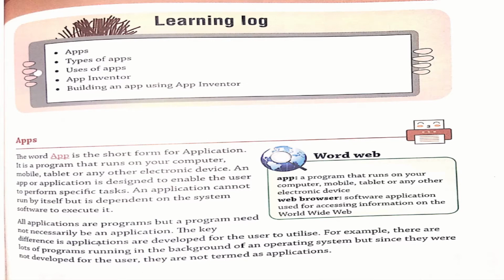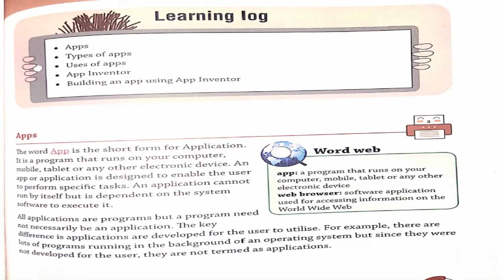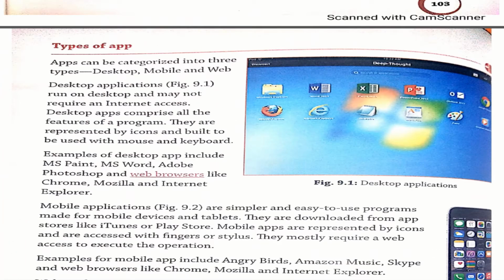Okay, now all applications are programs, but a program need not necessarily be an application. The key difference is applications are developed for the user to utilize. For example, there are lots of programs running in the background of an operating system, but since they were not developed for the user, they are not termed as applications. Some are running in the background of an operating system which is not known to us, so those unknown programs are not termed as applications. The applications which are used to perform some specific task are only known as applications.